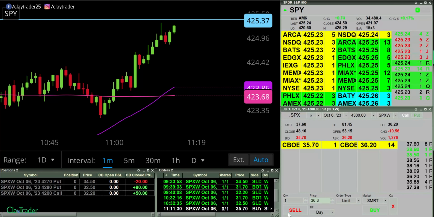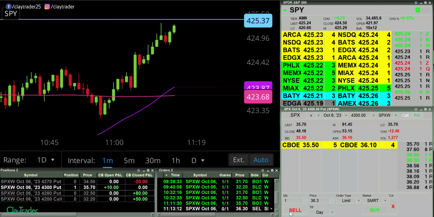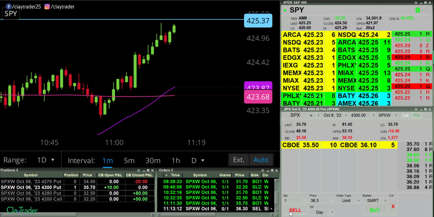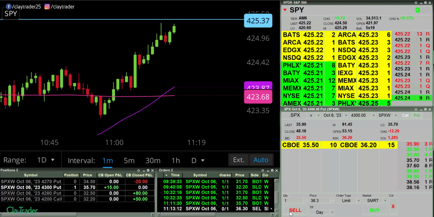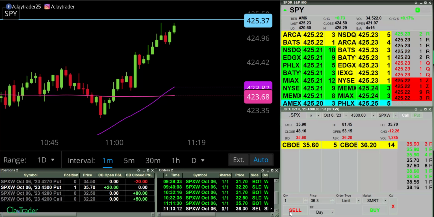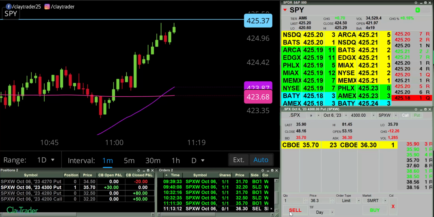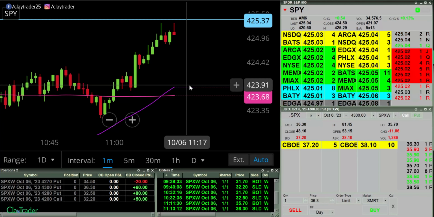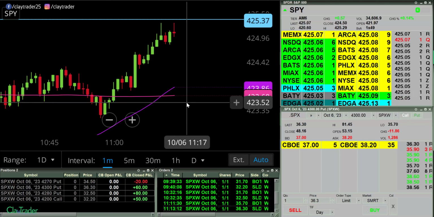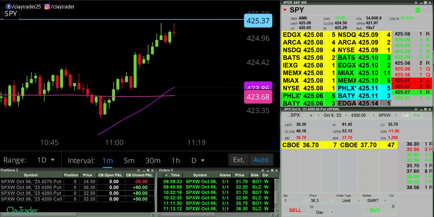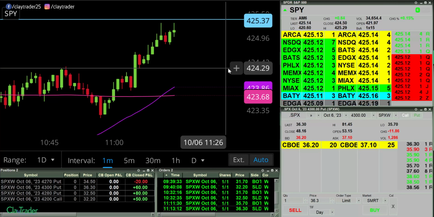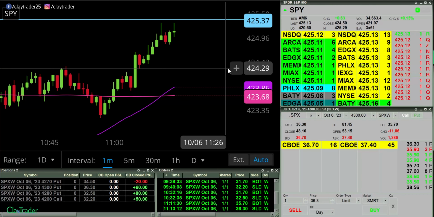In. And out for $60. So nice little scalp there. Okay, next I want to see this thing up over 425.50 before I'd be interested again. So I will go ahead and pause, and if it wants to make a move up over that level, then I will look for another trade.